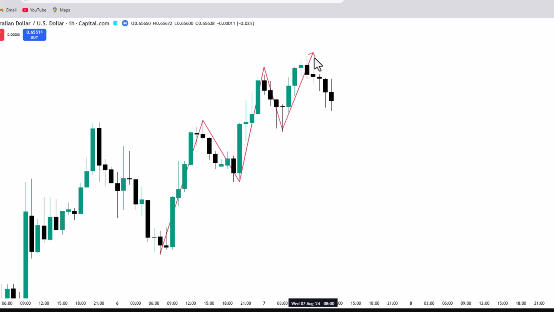When the market is doing that, we do not want to fight it. We do not want to start looking for sells just because price looks high. In a clean uptrend, our bias is simple. We want to buy.